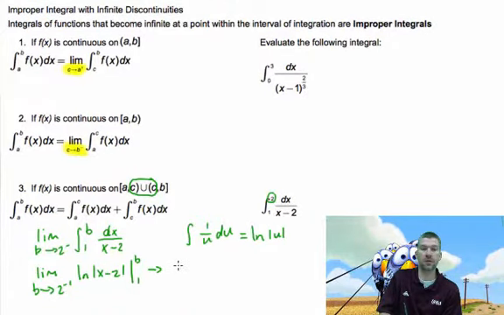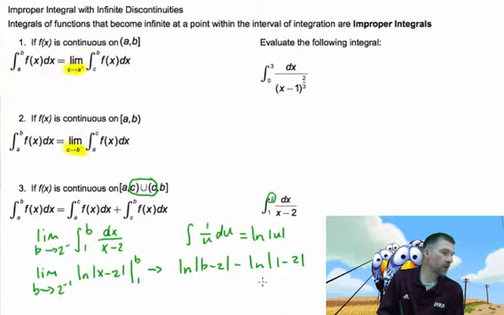So this is going to be the natural log of the absolute value of b minus 2 minus the natural log of 1 minus 2. When we sort this out, the natural log of the absolute value of 1 minus 2, well, that's the natural log of negative 1, and the absolute value of negative 1 is 1. The natural log of 1 is 0. So that just leaves me with this guy over here, the natural log of b minus 2.